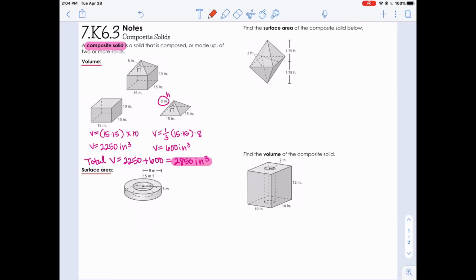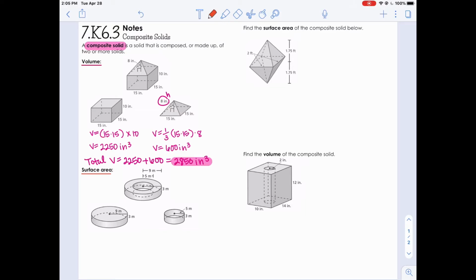For our surface area example, I have this cylinder here, and what shape is cut out of the cylinder? I see that something is missing. Very good. Really what we're working with is a big cylinder with a radius of 9 meters. And then inside we have this cutout piece whose radius is 5 meters.